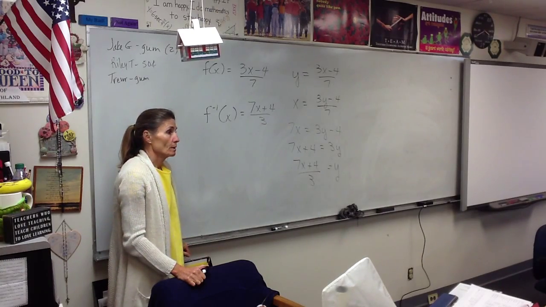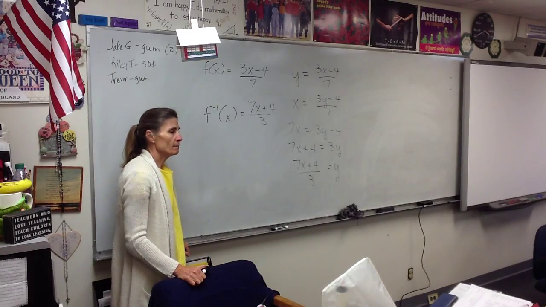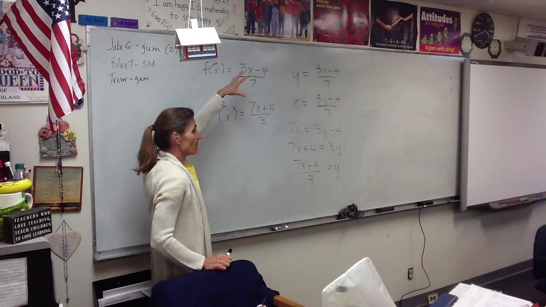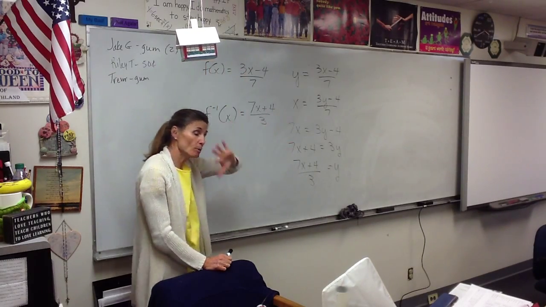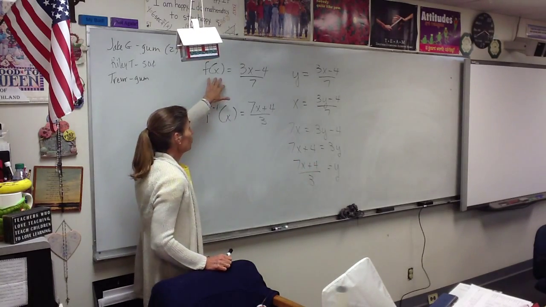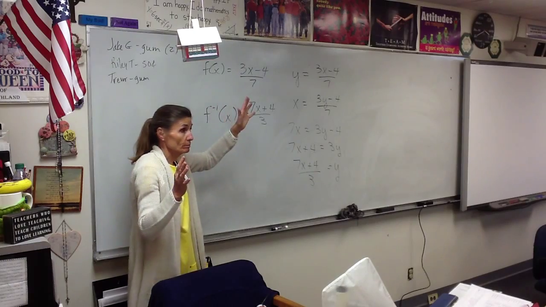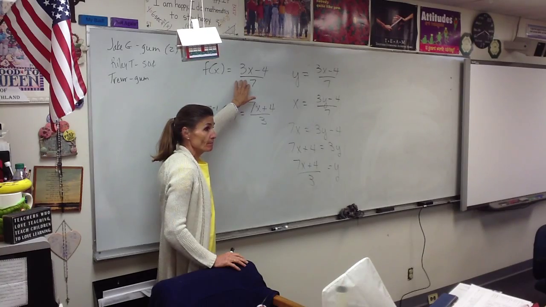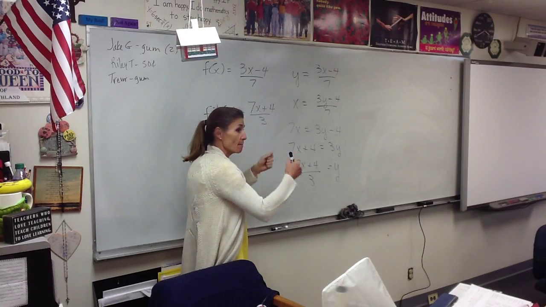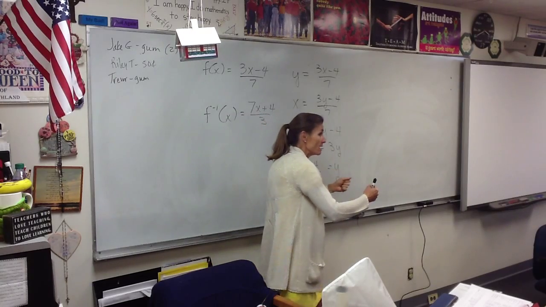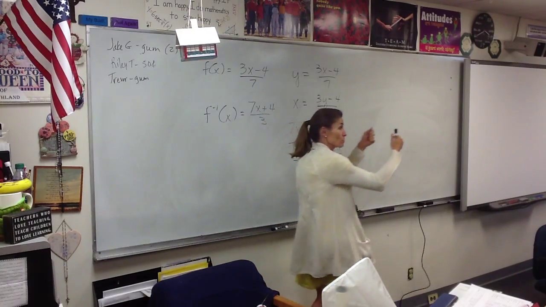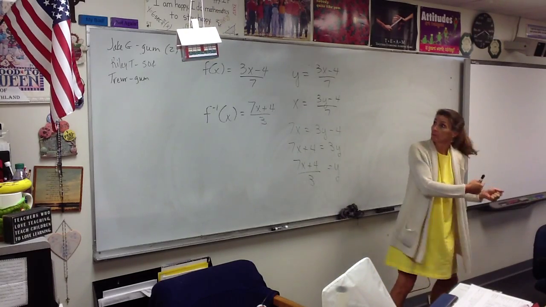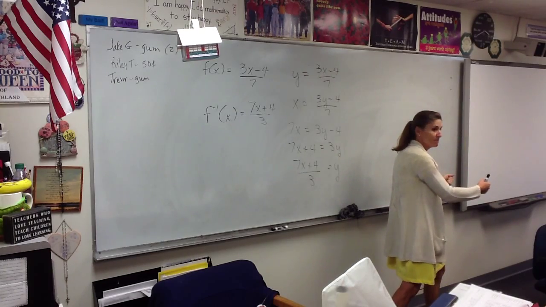Now, I want you to think about this logically for a minute. Let's go back to the original function. If you feed it a number, remember it's an input-output machine. Functions, you put something in and something comes out. If you put in a number like, let's say, 4, what's the first thing this function's going to do to it? Multiply by 3. So think of it as a step-by-step process. It's going to times by 3, then subtract 4, then divide by 7.